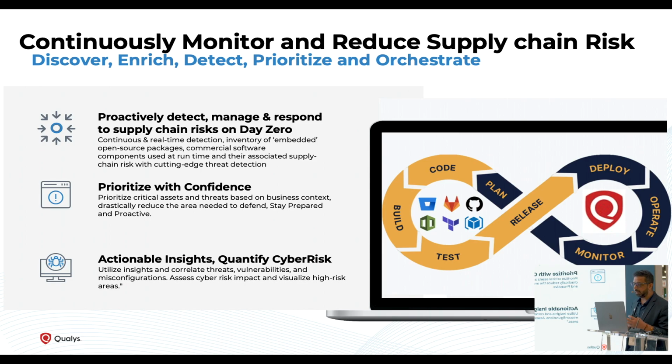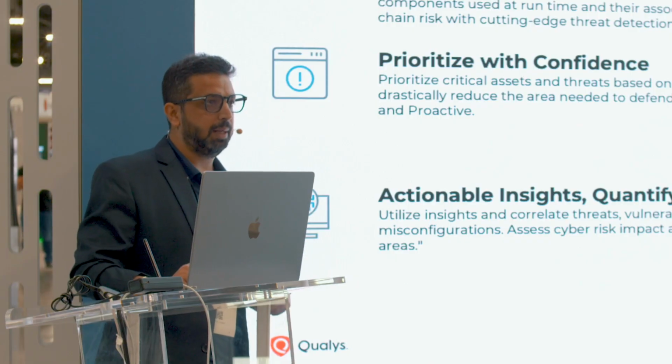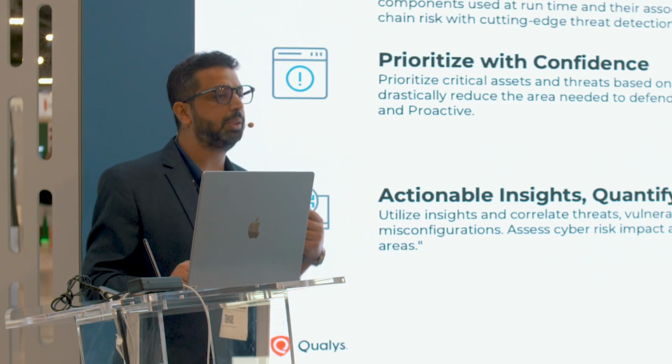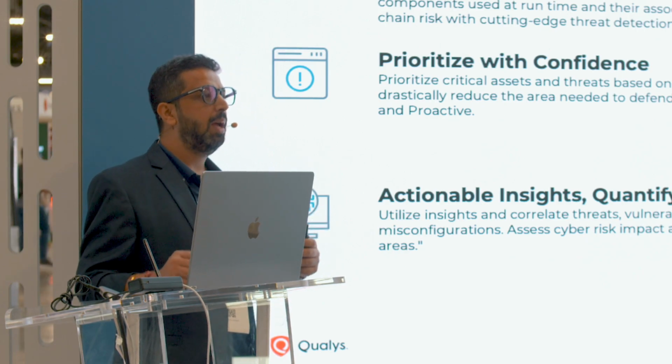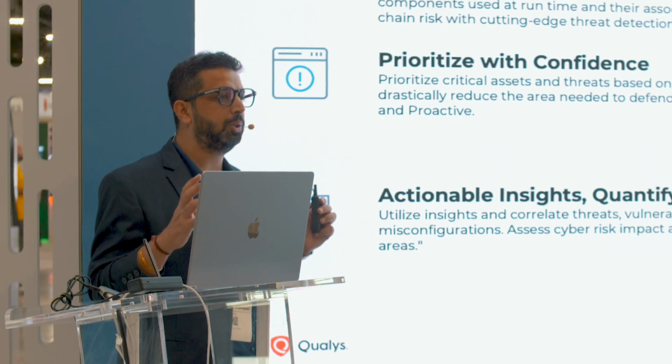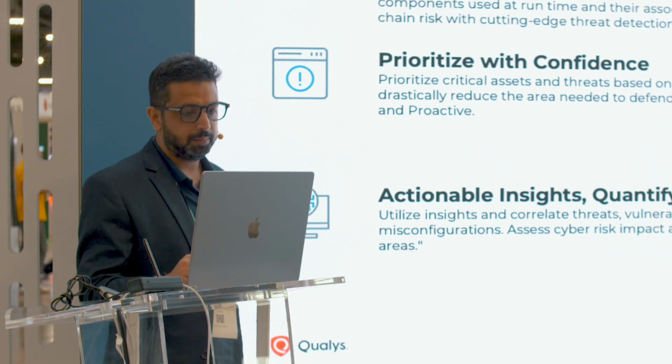You can prioritize critical assets and threats based on the business context. You will get actionable insights so that you can quantify the cyber risk. We'll provide you information about the software packages, software version, the installation path, and the technology name. This will provide you a consolidated view so that you can contain the risk, and it also reduces your area to defend.